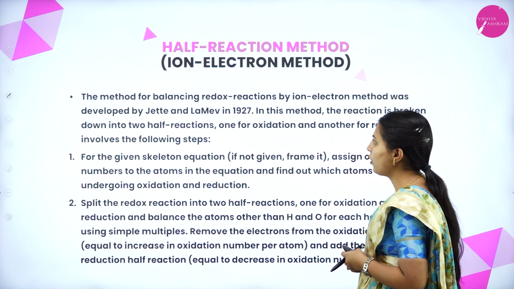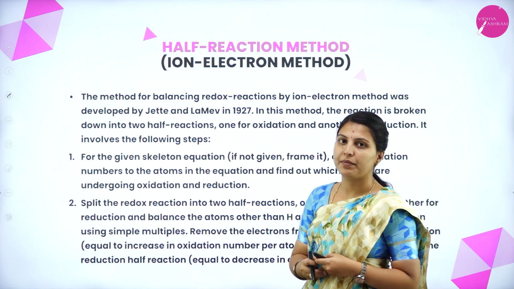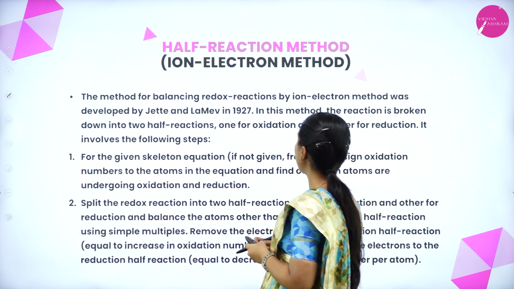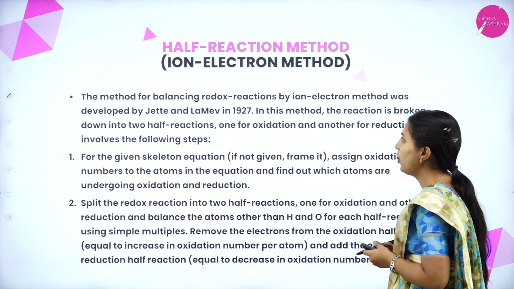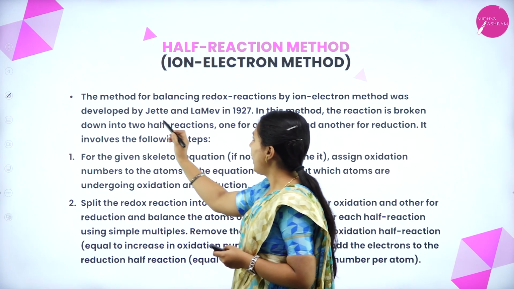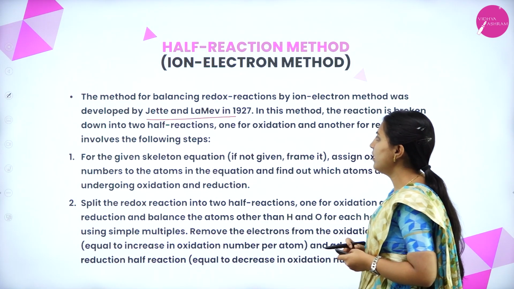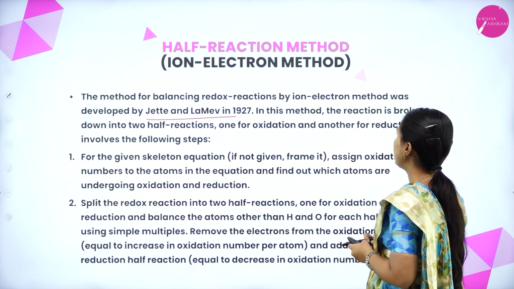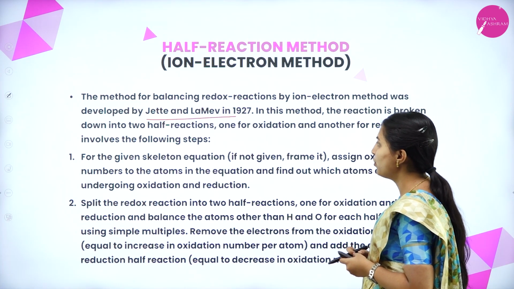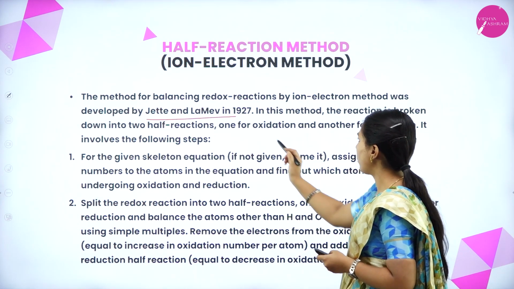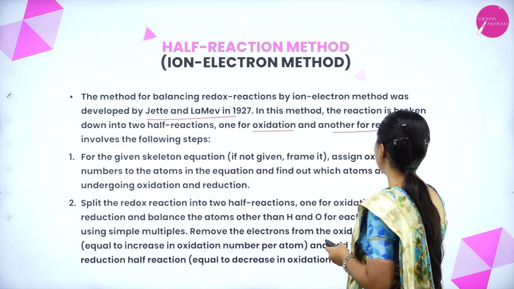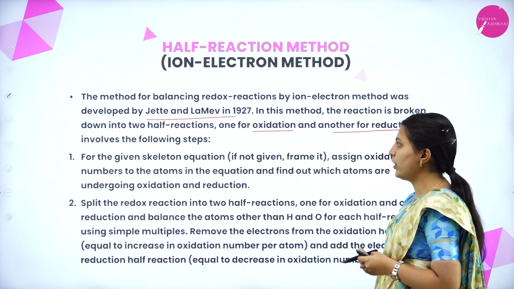Half reaction method or ion electron method. The method for balancing redox reactions by the ion electron method was developed by Jette and Lamev in 1927. In this method, the reaction is broken into two half reactions, one for oxidation and another for reduction. It involves the following steps.